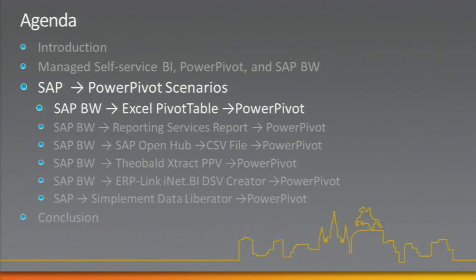Okay, so let's go into our 6 scenarios. And the first one we start off with is, I've got SAP BW. Someone has already built an Excel pivot table that's got that data in it. And I look at that and I say, hey, that's great, but I want a little more data. I want some external data. I want to be able to do my own analysis, so I'm going to load it up into Power Pivot.